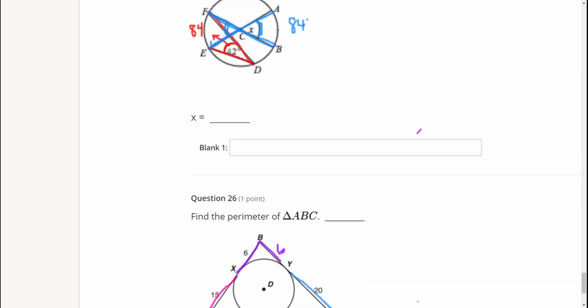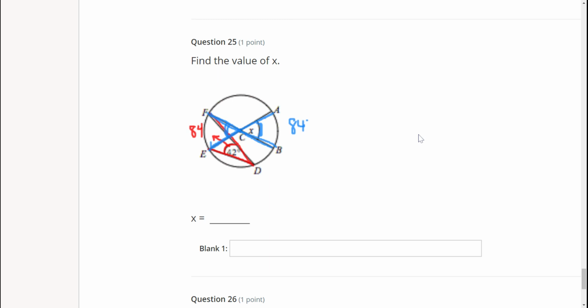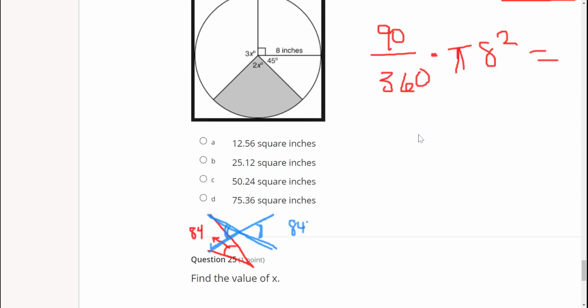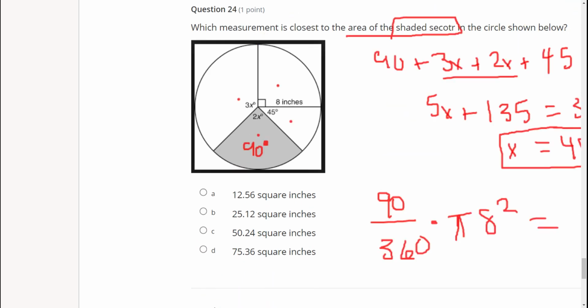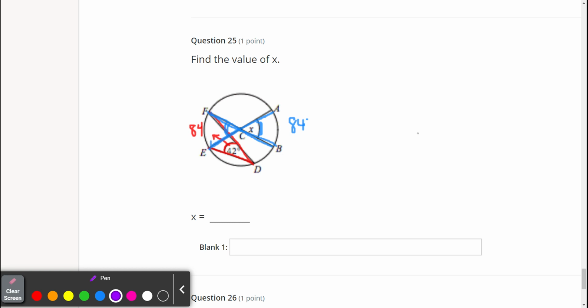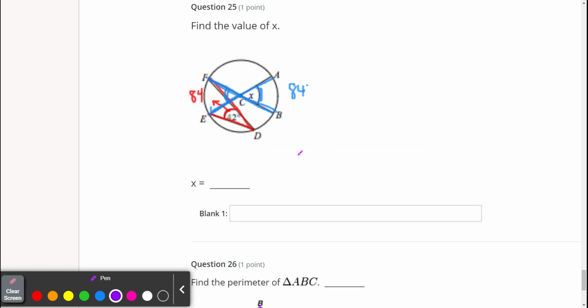So I've been told I got excited and I skipped one. 25. I don't think I missed anything. 24. 25. I don't know. You had a little moment.